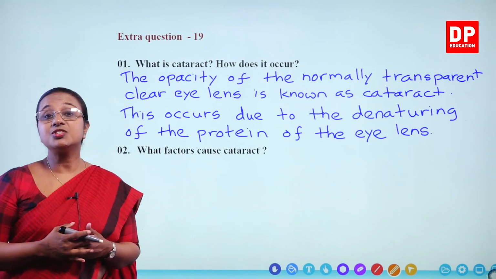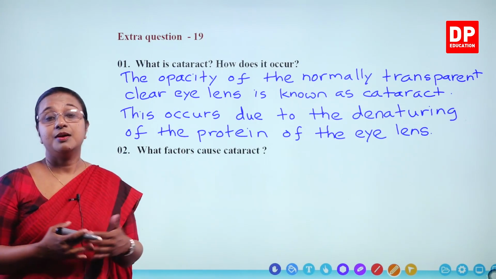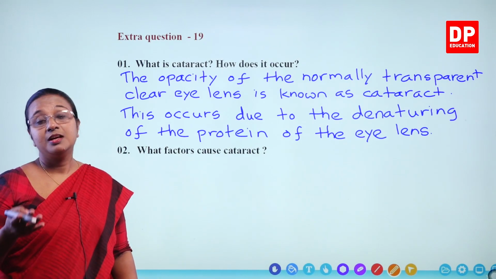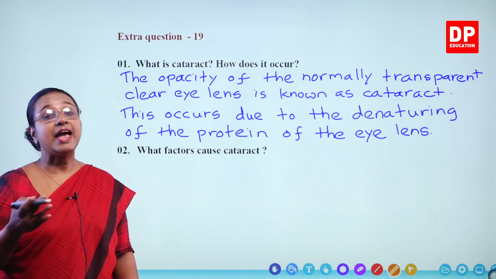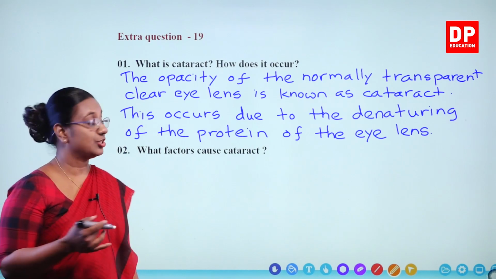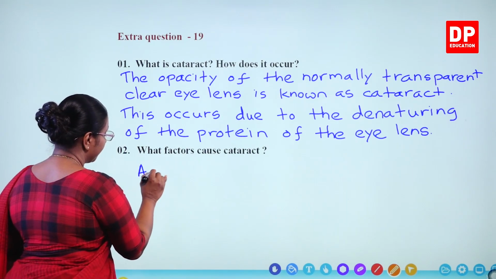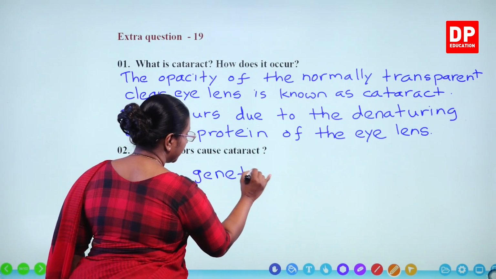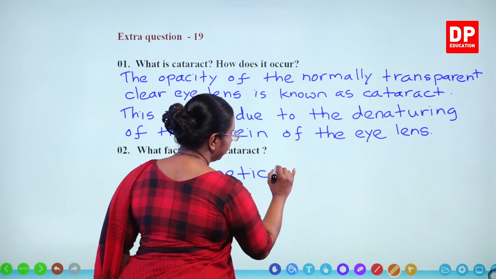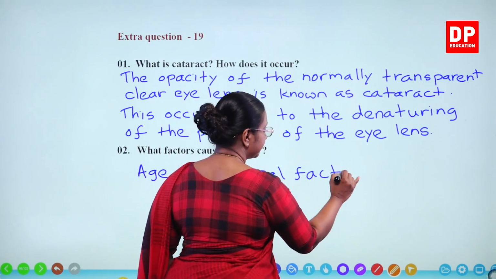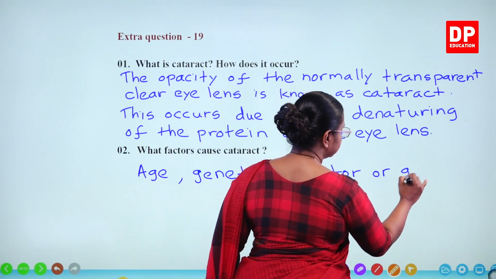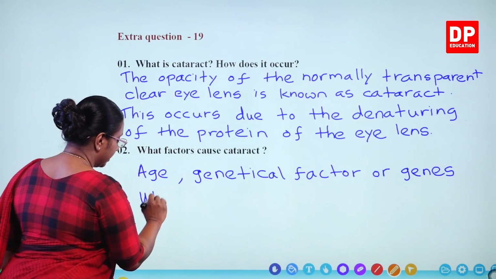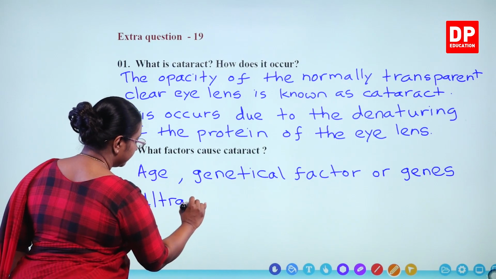And what factors cause cataract? What are the factors that cause cataract? Age, genetics, and also UV radiation. So age is one factor, then genetical factor or you can say genes, and ultraviolet radiation.